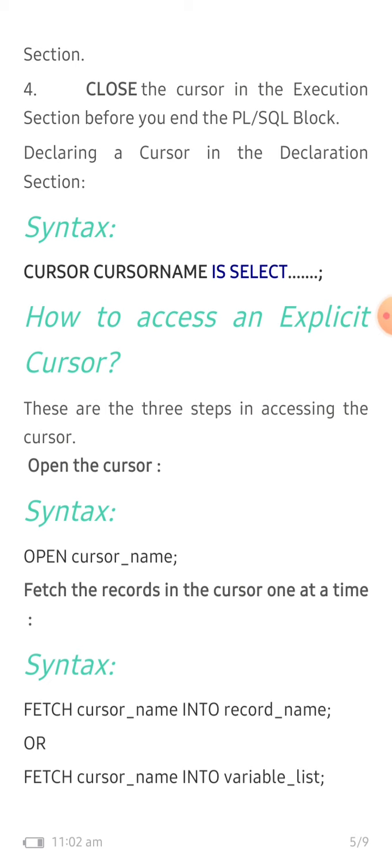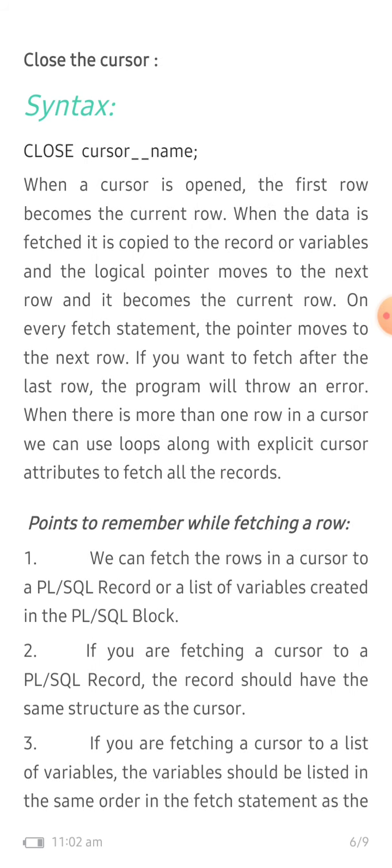How to access an explicit cursor? There are three steps in accessing a cursor. Open the cursor. Syntax is OPEN cursor_name. Fetch the record in the cursor one at a time. Next is FETCH cursor_name INTO record_name, or FETCH cursor_name INTO variable list. Next is the syntax to close a cursor: CLOSE cursor_name, and last we give a semicolon.